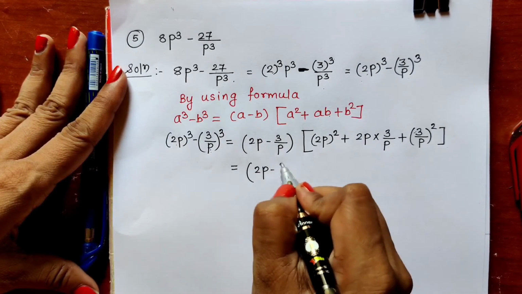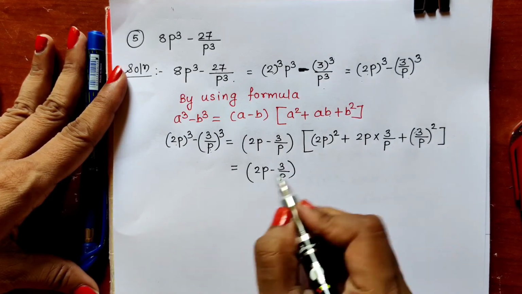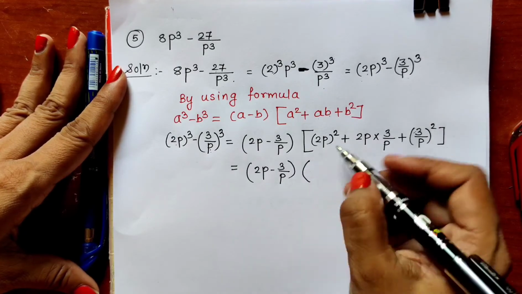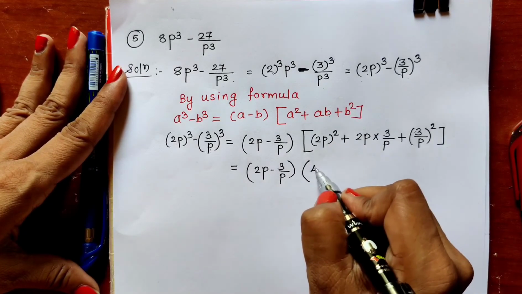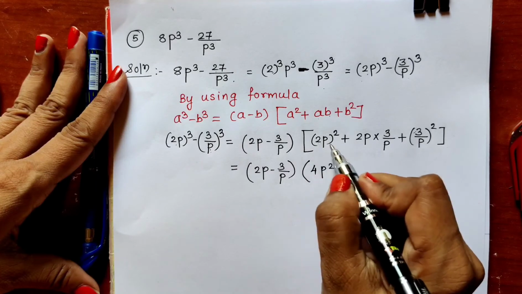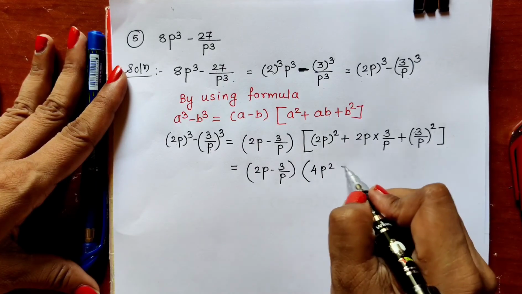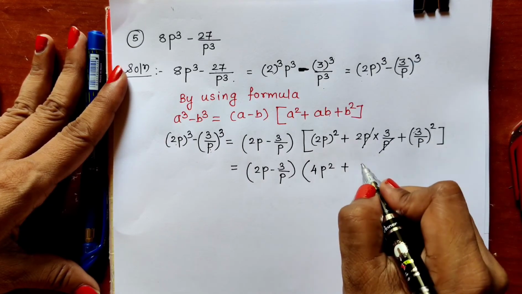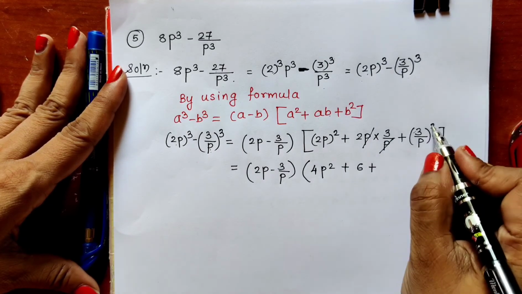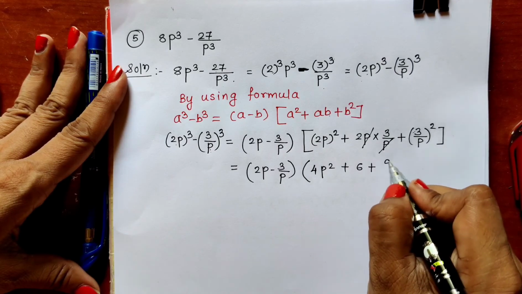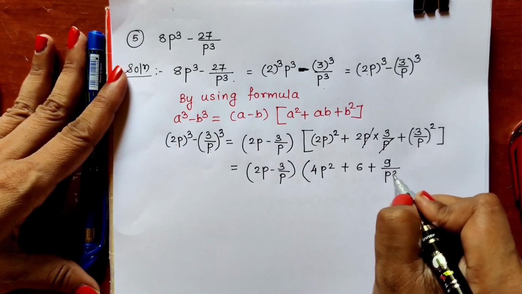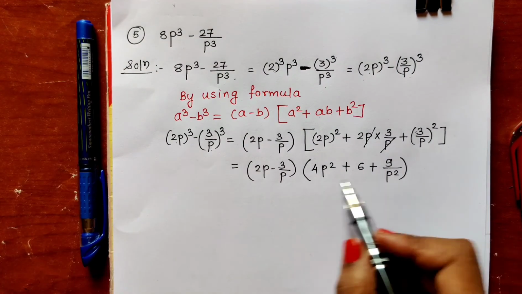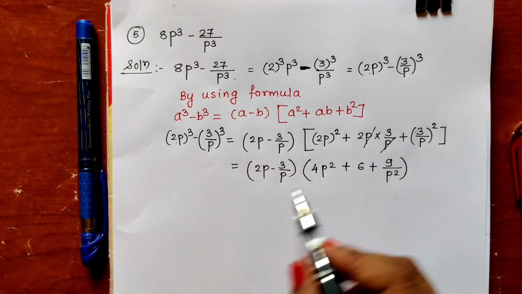So 2p minus 3 upon p, we cannot take out anything common. So let it be here. Solve this bracket. 4p square. Square of 2 is 4 and square of p is p square, plus this p and this p getting cancelled. 2 3s are 6, plus 3 square upon p square is 9 upon p square. From this bracket also we cannot take out anything common. So this is our answer.